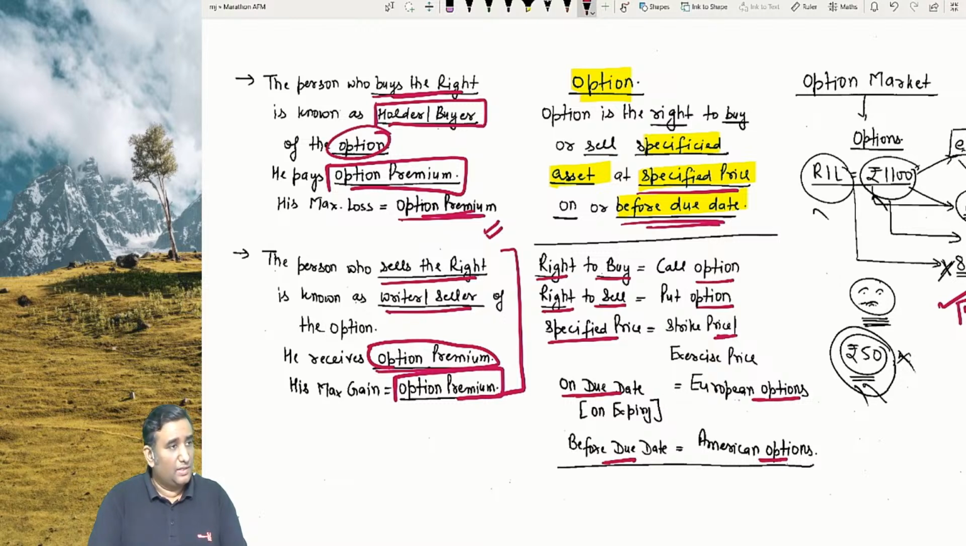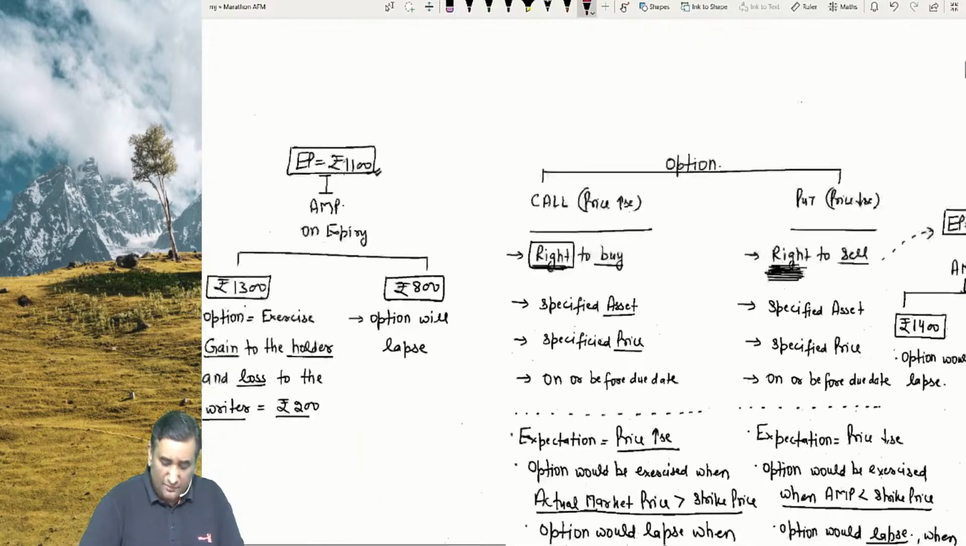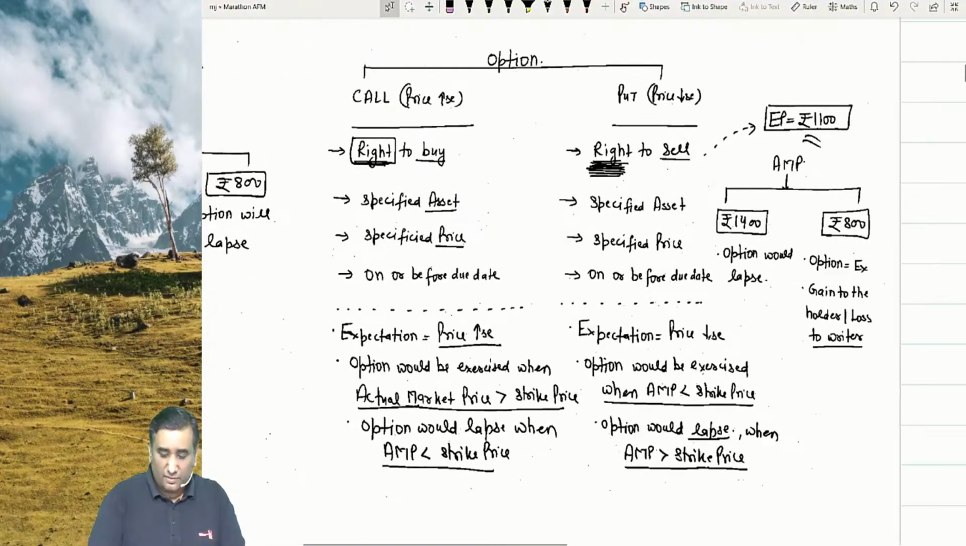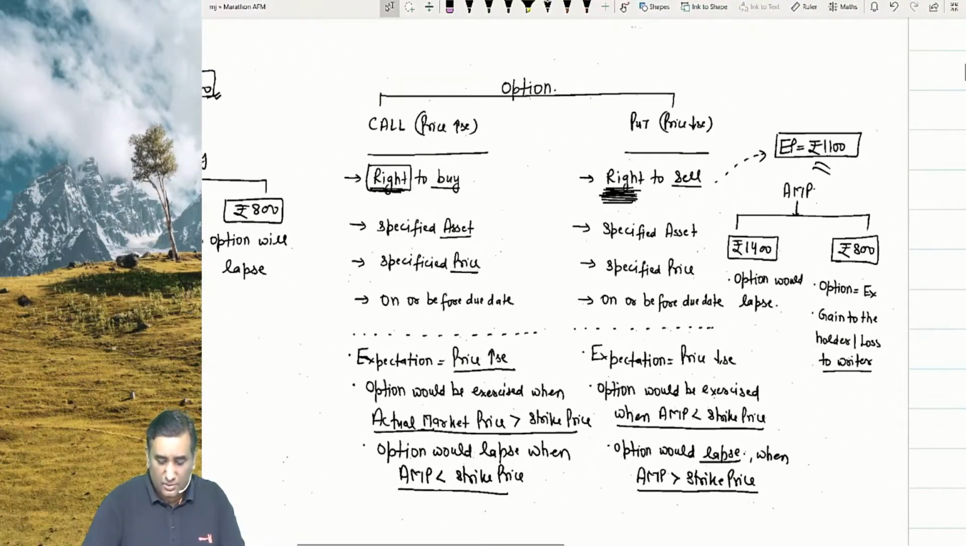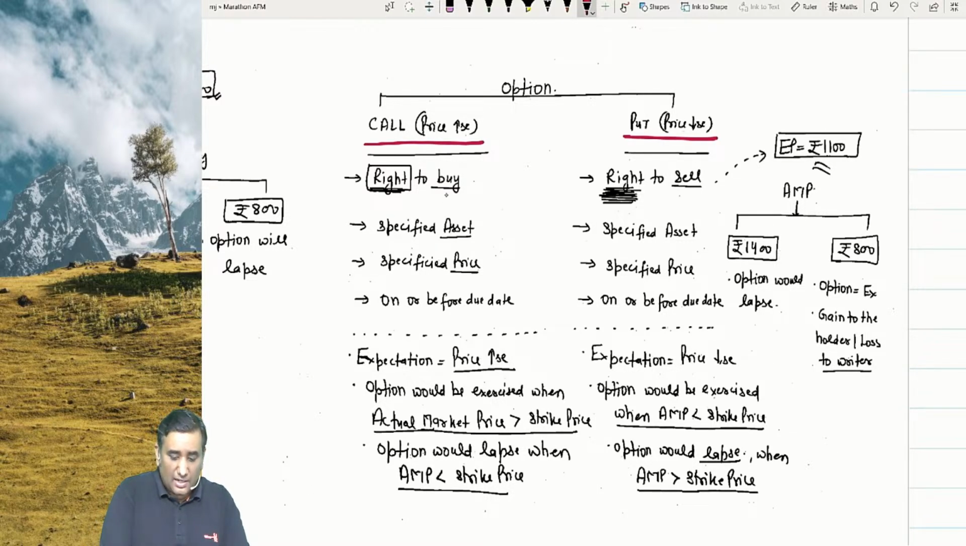Option is a right to buy. Either you can buy the right of upside or you can buy the right of a downside. Just two terms to remember. I think I would have taken one more slide. Yes, I have taken one more slide. That is important. Only thing to remember: do not read or remember holder, writer as of now. Do not remember anything as of now. Just remember call and put. Call is price increasing, put is price decreasing. Right to buy a specified asset at a specified price on or before the due date. This 99% does not give a problem to anyone.